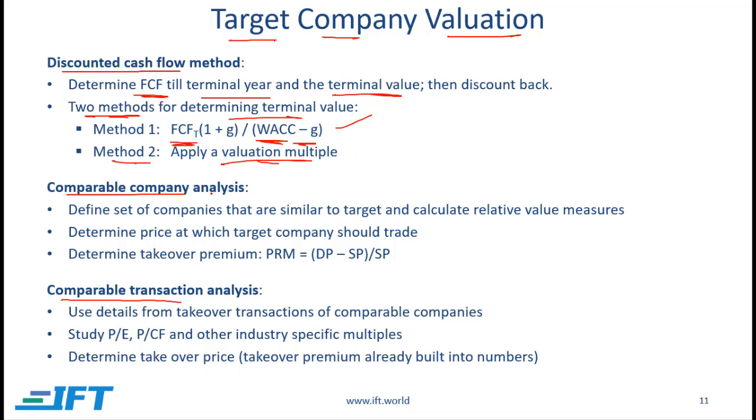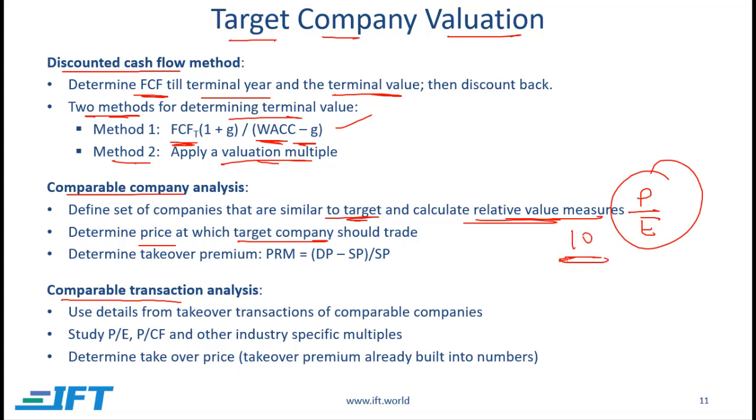With the comparable company analysis, we define a set of companies that are similar to the target and calculate their relative value measures. So for example, we might say that the relevant measure is the price earnings multiple. We then determine the price at which the target company should trade. So if on average the price earnings multiple is 10, then we come up with the estimated price for our target company using this multiple and the earnings number.